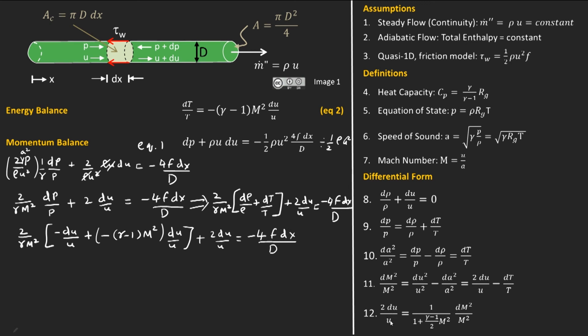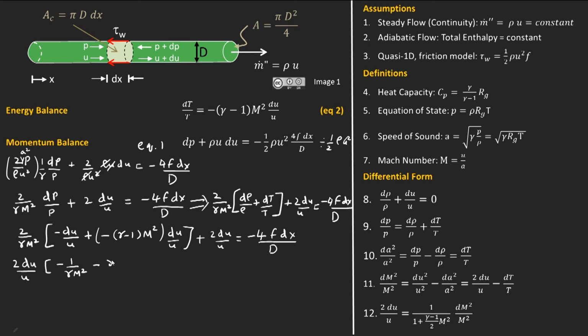Clearly we can see that du over u can be expressed as dM squared over M squared times a factor that's in terms of M squared. The next step should be fairly obvious. We're just going to substitute for du over u using this expression. Before we do that, let's pull out 2 times du over u from all of these terms and group them. We get 2 times du over u multiplied by, since we pulled out 2 du over u, the 1 over gamma M squared is going to go into the bracket now.